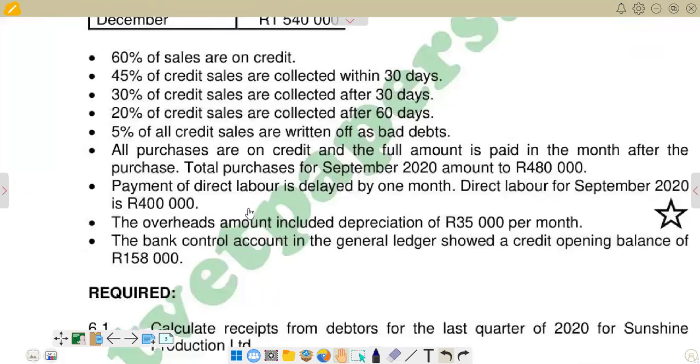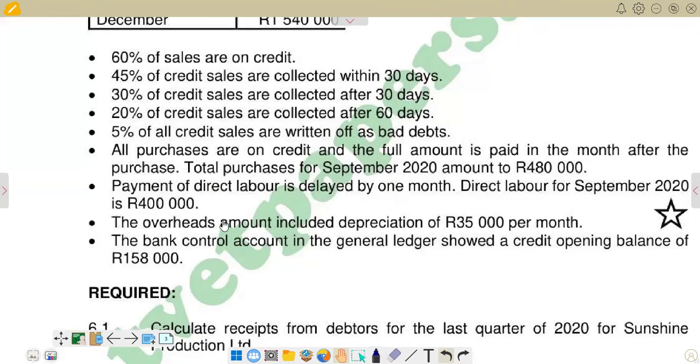Then we have the next one: payment of direct labor is delayed by 1 month. So what does it mean? Direct labor that we are given for October will be paid in the following month, which is November, so we record it in November. The direct labor for September, we record it in October. For November, we record it in December. So this is when the cash is actually paid.